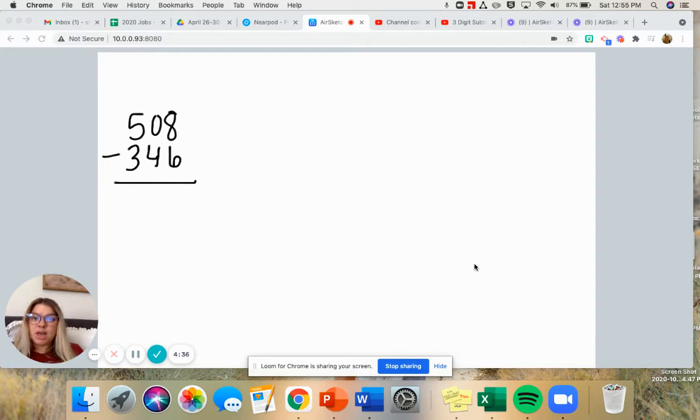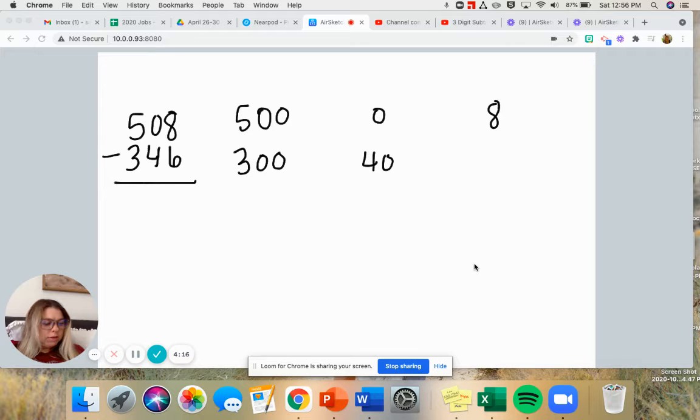All right, we have 508 take away 346. So first things first, we need to expand out both of our numbers. So we have 500, 0 tens, and then 8 ones. And we have 300, 4 tens and 6 ones. Turn them into equations. So make subtraction signs and equal signs for all of them. Please pause the video if you need to go slower, okay? That's totally fine to get caught up.